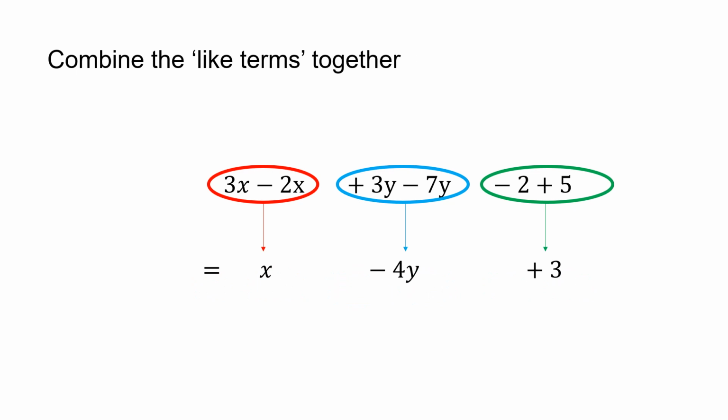Putting this all together, we have 3x minus 2x, which is just x. We have plus 3y minus 7y. This gives us minus 4y. And lastly, we have minus 2 and plus 5. And this gives us plus 3. So bringing that all together, we started with the initial expression, and this simplified gave us x minus 4y plus 3.